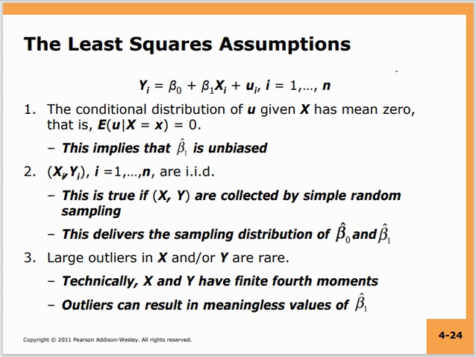And the third assumption that we look at is that large outliers in x and y are rare. Basically, we do not expect to see values of x and y which are very far from the typical values of x and y. And why this is important, we will describe in a little bit.